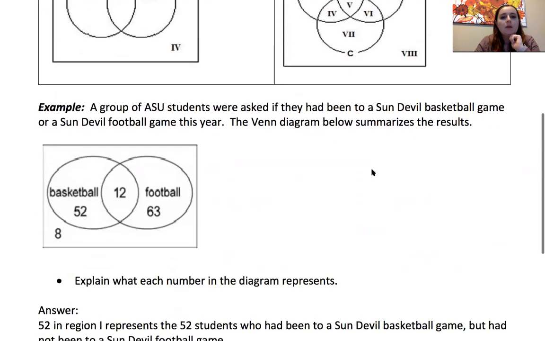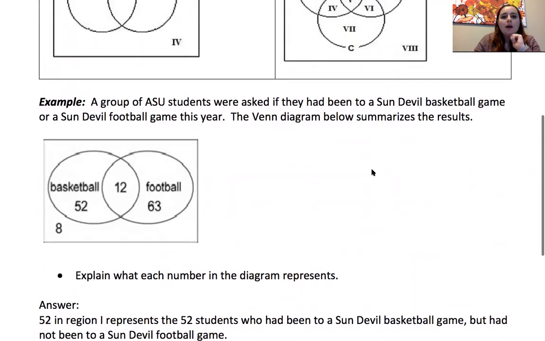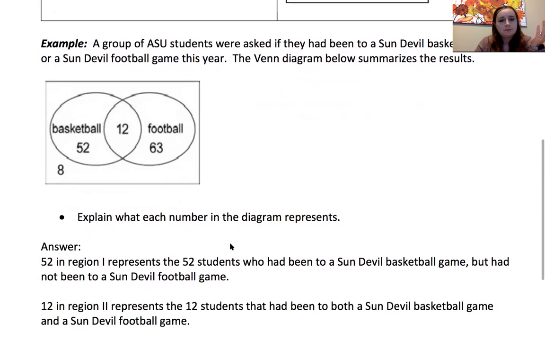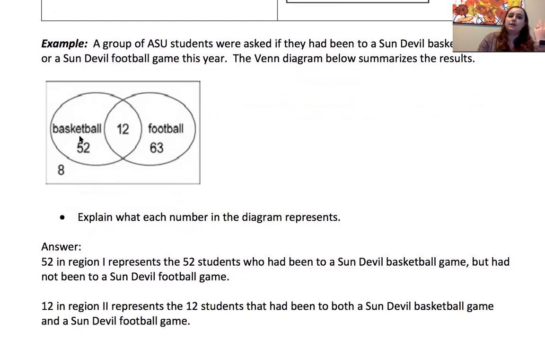So, all right, so here is an example of a two-circle Venn diagram. Has our four regions here. We're talking about basketball and football. So some students were asked if they had been to a basketball game or the football game this year, and these are the results. Okay, so kind of in our four regions again, here's region 1, here's region 2, here's region 3, and region 4.